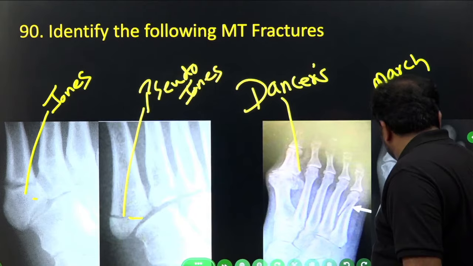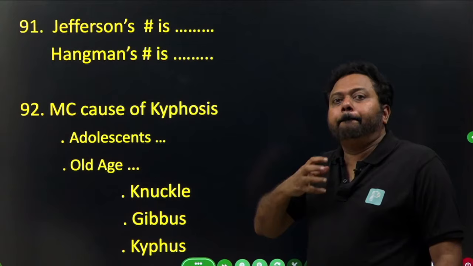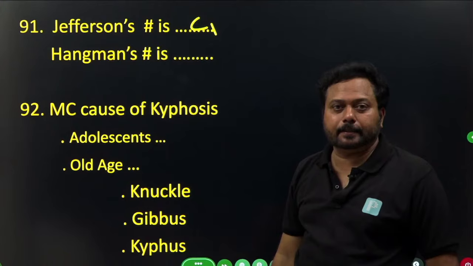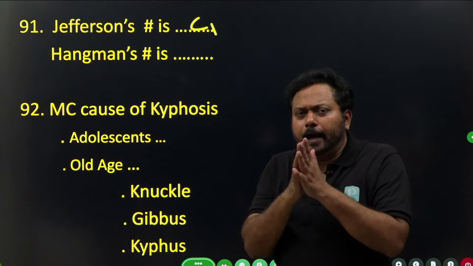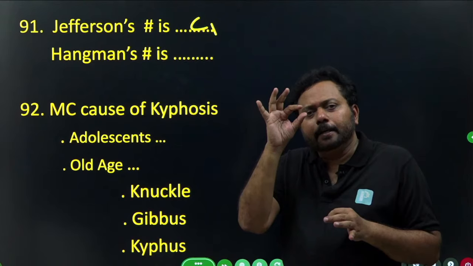What is Jefferson's fracture? Jefferson's fracture is a burst fracture of the body of C1, the atlas. Burst fracture of the body of the atlas is called Jefferson. Is it harmful or harmless? It is a harmless fracture. Why? It involves only the body of the first cervical vertebra.